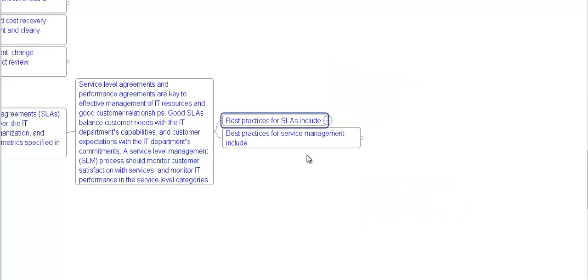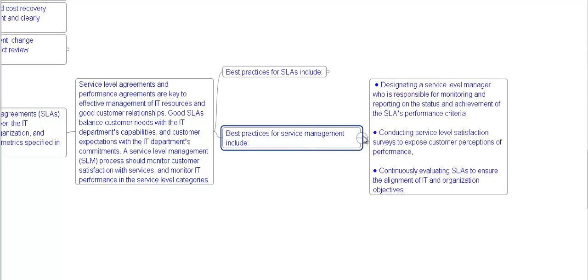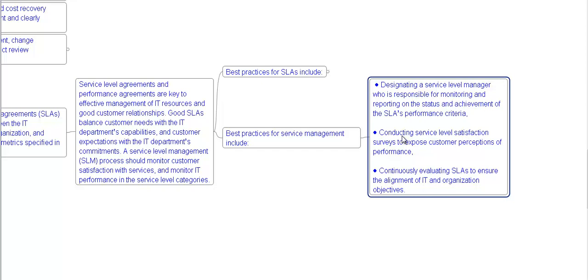Best practice for service management include designating a service level manager who is responsible for monitoring and reporting on the status and achievement of the SLA performance criteria, conducting service level satisfaction surveys to expose customer perception of performance, continuously evaluating SLA to ensure the alignment of IT and organization objectives.